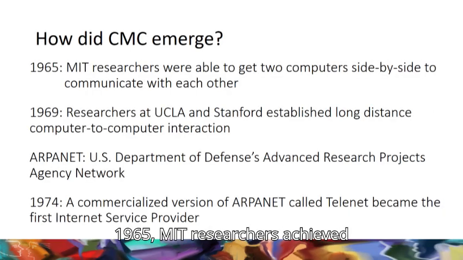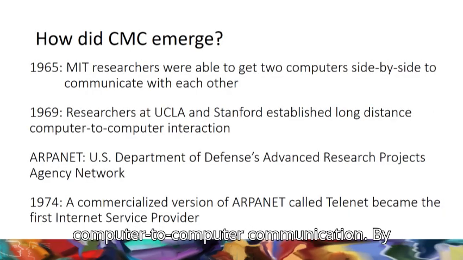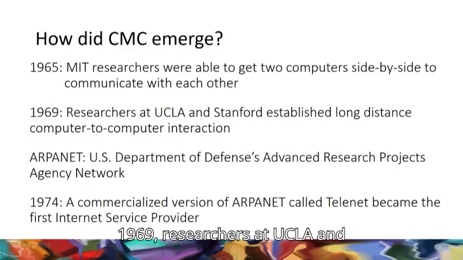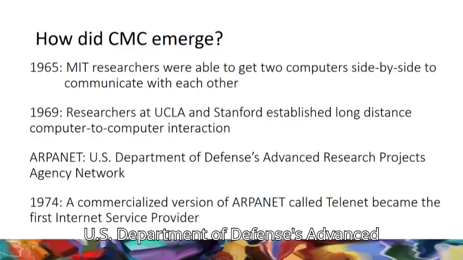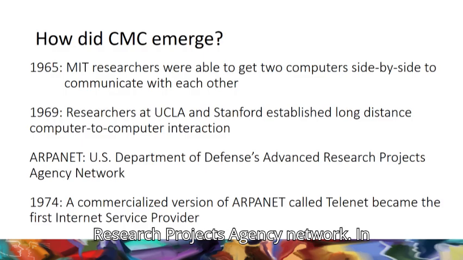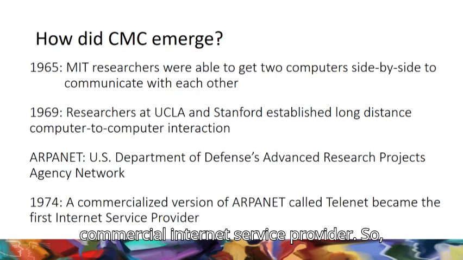In 1965, MIT researchers achieved computer-to-computer communication. By 1969, researchers at UCLA and Stanford established long-distance connections, leading to the ARPANET, the U.S. Department of Defense's Advanced Research Projects Agency network. In 1974, Telenet became the first commercial Internet service provider.